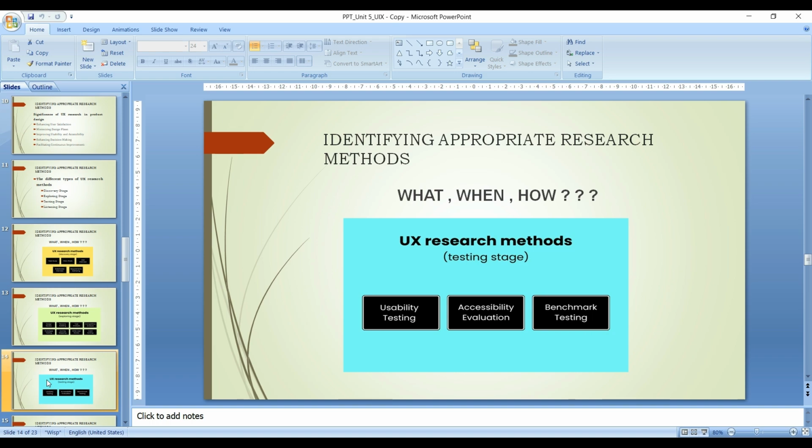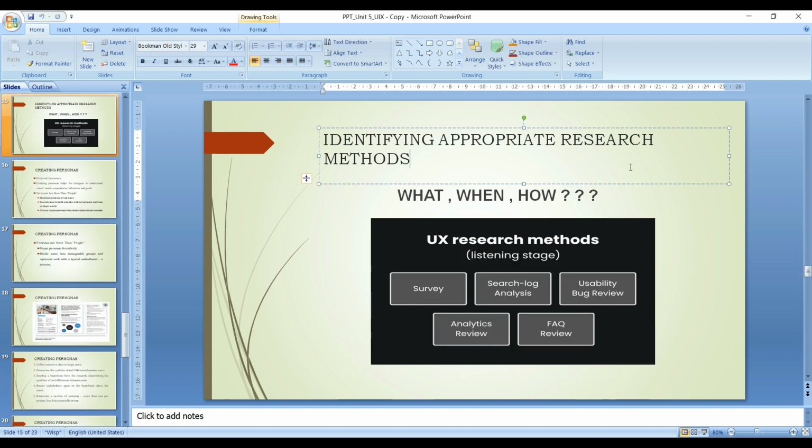And benchmark testing. Benchmark testing means how the particular product is reaching the end customer with the success rate. That's what is called benchmark testing. All these types of testing should be done for our product, then only we will be able to develop a new product in future. And the next one is the listening stage.